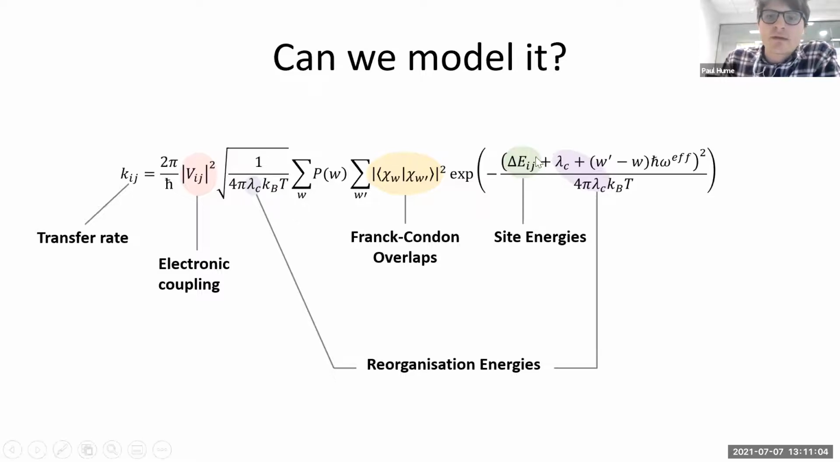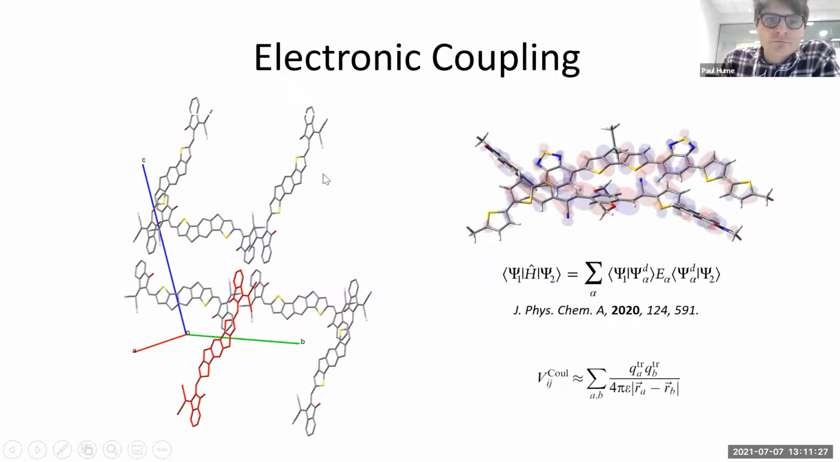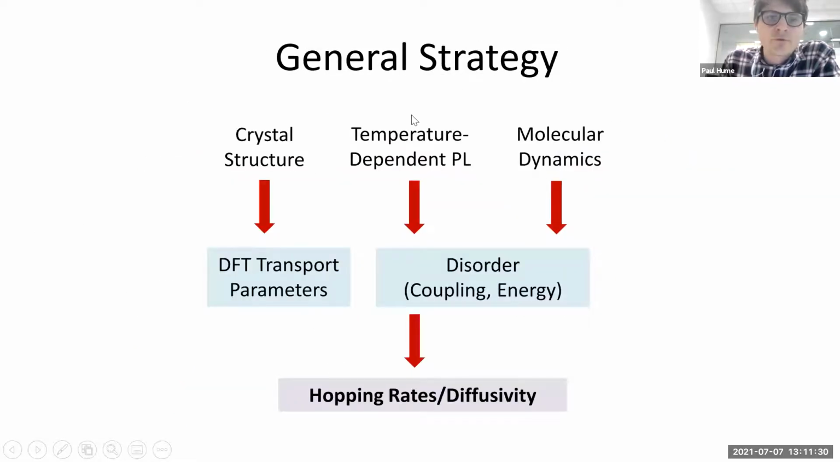And that's what I'm going to do in the following slides. So this would be our general strategy for modeling exciton transport in IDIC, and there's nothing particularly innovative about this approach. We take the crystal structure and extract molecular geometries and pair geometries, and use those to calculate the coupling, the reorganization energy, and the nuclear overlaps.